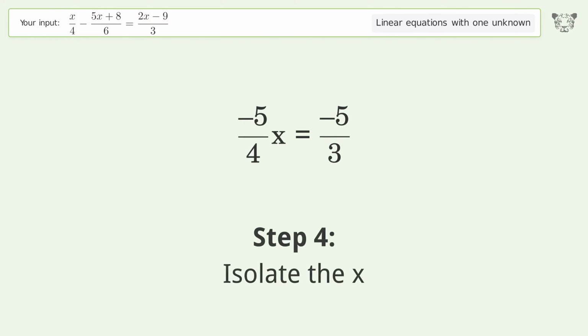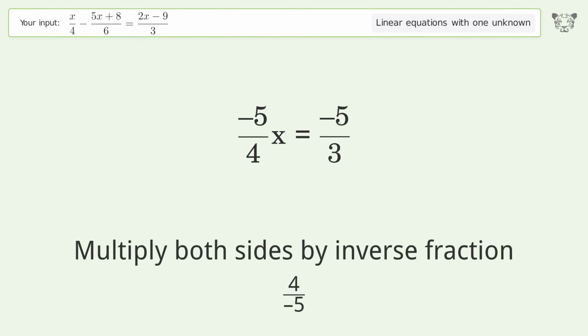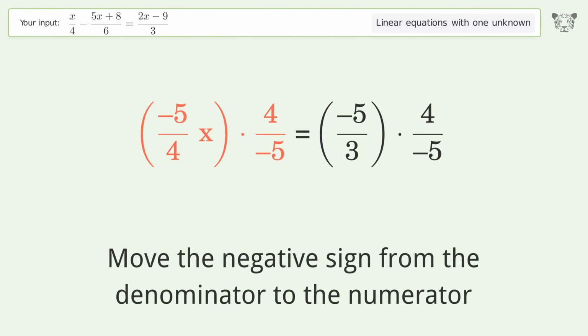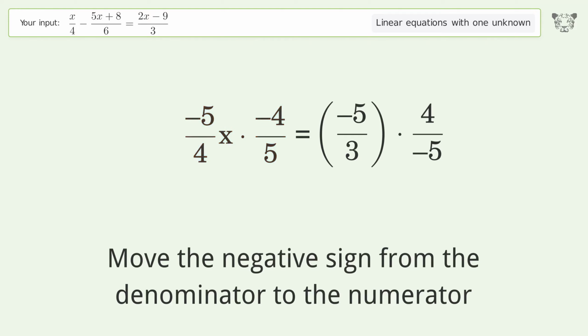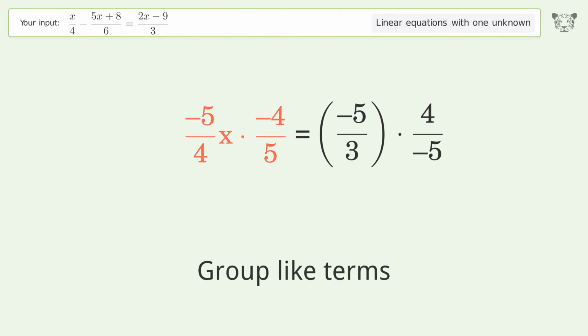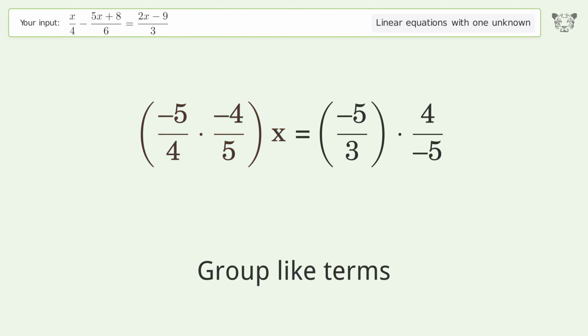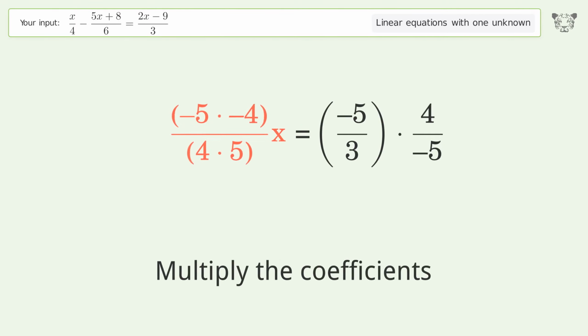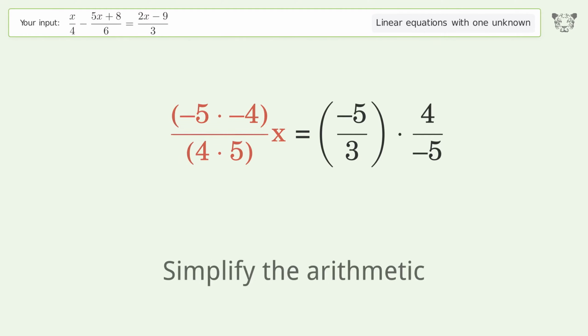Isolate the x. Multiply both sides by inverse fraction 4/5. Move the negative sign from the denominator to the numerator. Group like terms. Multiply the coefficients. Simplify the arithmetic.